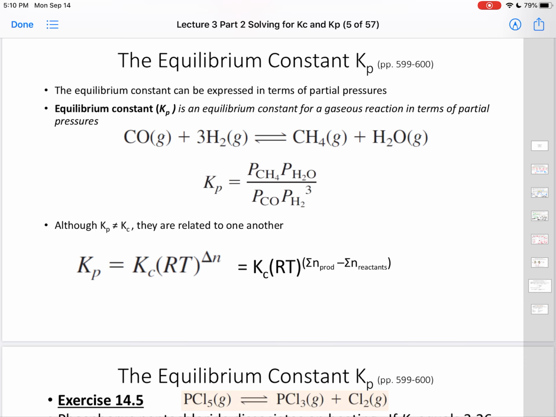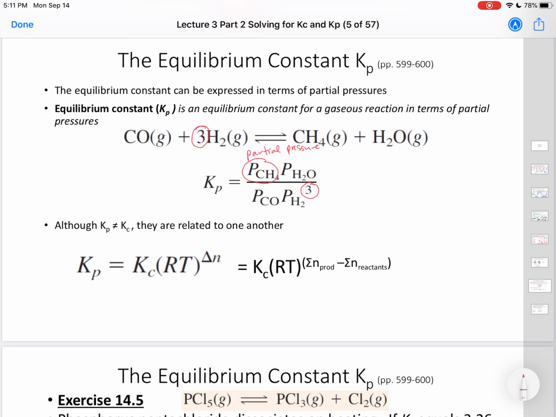So let's see how you would do that. And again, it's very, very simple. If you look at the equilibrium expression Kc, it's products over reactants. Kp, same thing. It's going to be products over reactants, but instead of the concentration, we're going to say P, and this stands for the partial pressure. So it's the partial pressure of the CH4 times the partial pressure of the H2O divided by the partial pressure of the CO and the partial pressure of the H2, and again you have this to the third because you have a coefficient of 3.